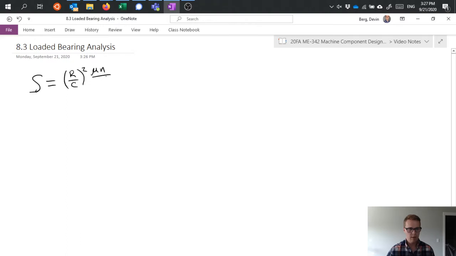Now, you may recall from when I was talking about Petrov's equation that these two values, R over C and μN over P, are both dimensionless quantities. So this resulting bearing characteristic number is also a dimensionless quantity, which means that it scales well, right? And it scales such that we can use it for other problems. We can use it for any kind of, say, small bearings, large bearings, loaded, unloaded, all sorts of different things. And it provides a good means of comparison.